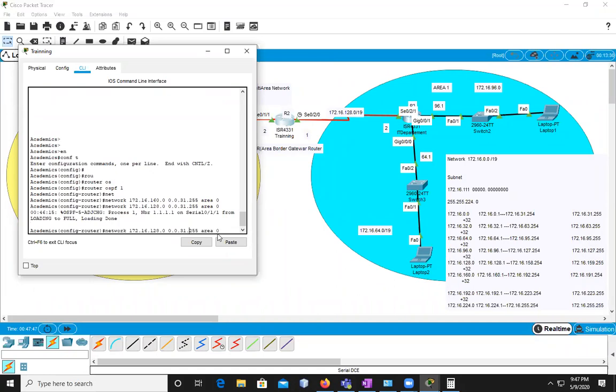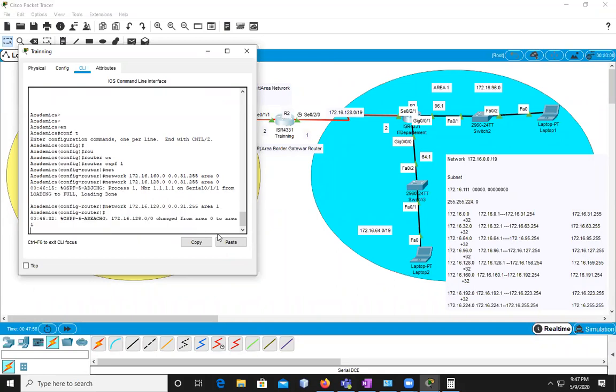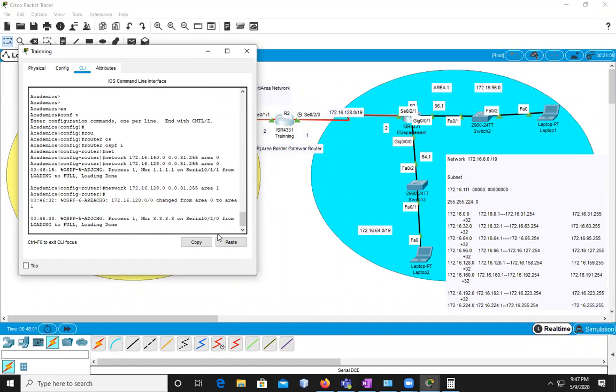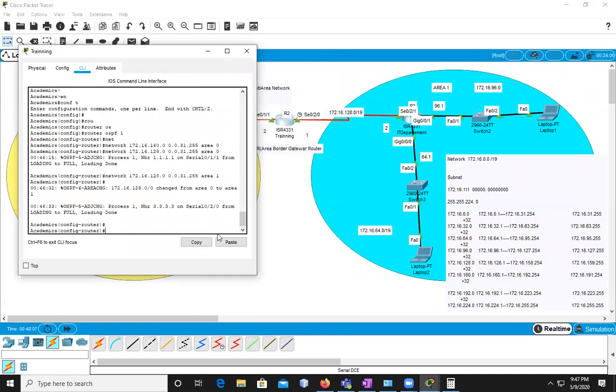So network 172.16.2 area 1. Network 172.16.128.0 and area 1. That's it. And it's loading, changing area 0 to area 1. Process ID this, loading done. That's it. These are the 2 commands.